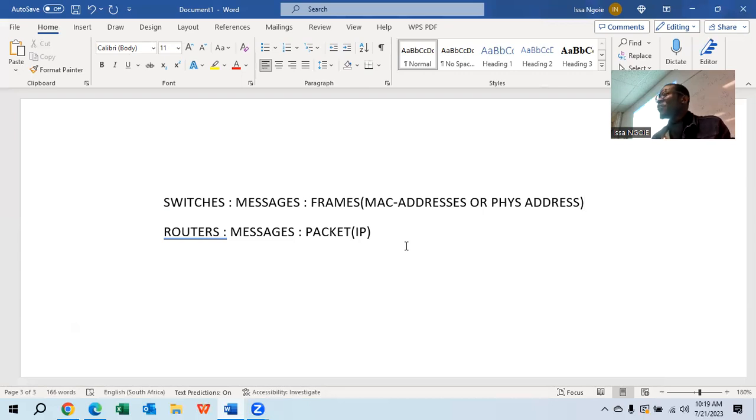When we are connected using a switch, the emails that we are typing and everything will be represented like frames. And inside those frames, like an envelope, will be the MAC address. From the packets, we'll be using the IP addresses. So wherever you see routers, the IP address must come to your mind. Networks must come to your mind. Wherever you see frames, you must understand those are the MAC addresses.